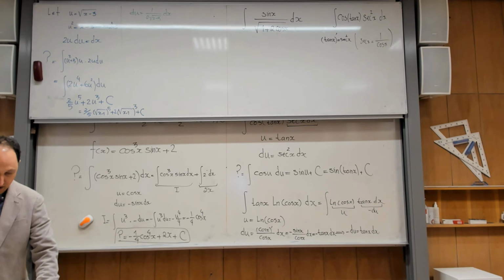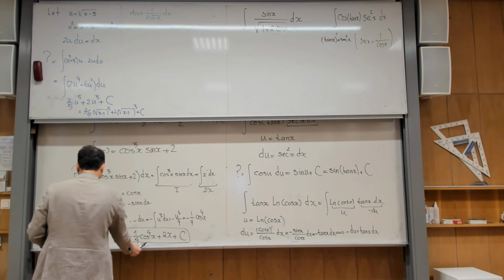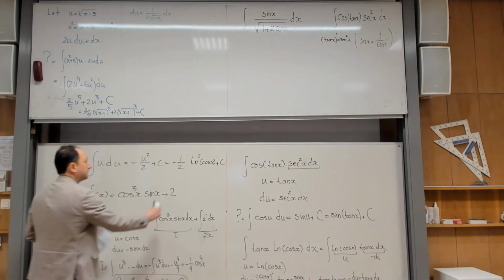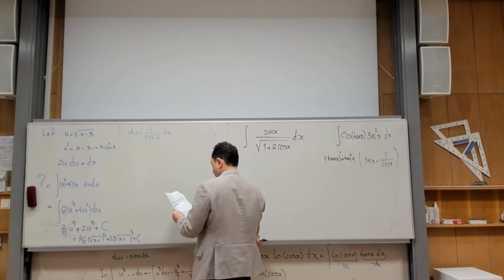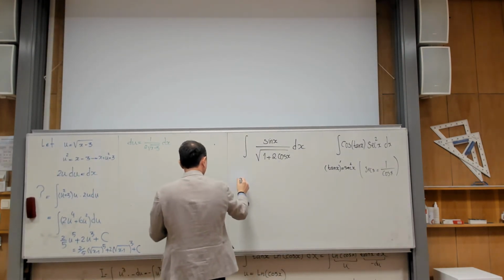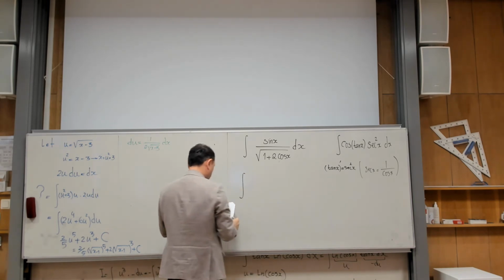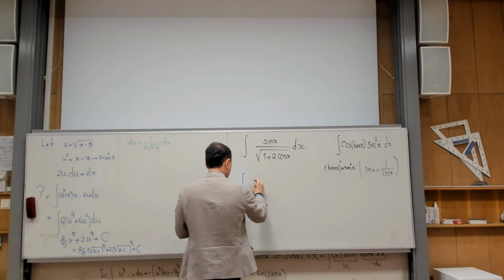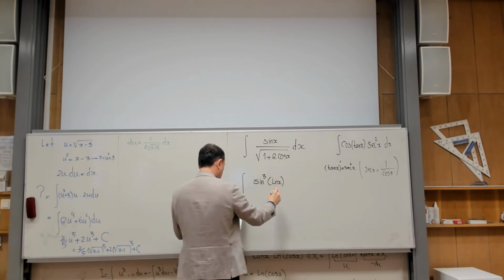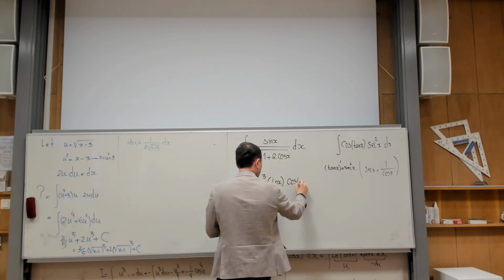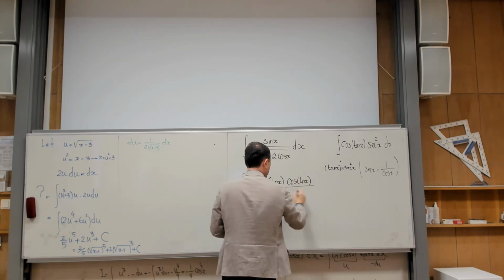I think these exam questions are simple. Let me go back to a little bit harder questions. So what do you think about this problem? Integral of sine to the power of 3 ln of x multiplied by cosine ln of x and then divided by x dx.